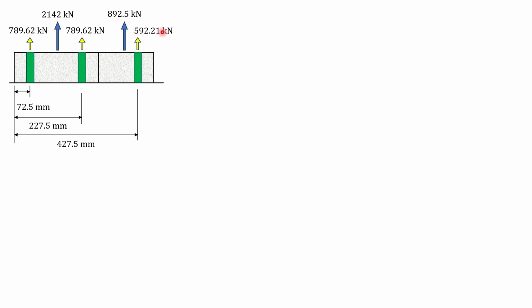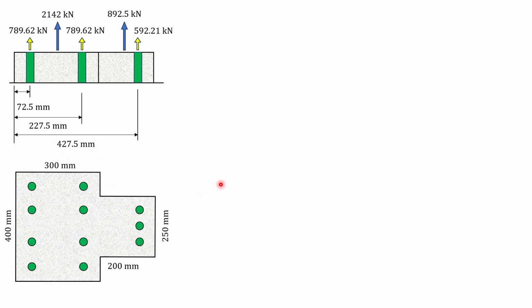Then, if we rewrite everything here, ito na yung mga C sub S1 natin, C sub S2, C sub S3, C sub C1, C sub C2. Ito na rin yung mga dimensions or distances. X bar 1, 72.5, X bar 2, 227.5, and then X bar 3, 427.5. Then ito naman yung ating plan view. Then say for example, somewhere here yung ating plastic centroid.